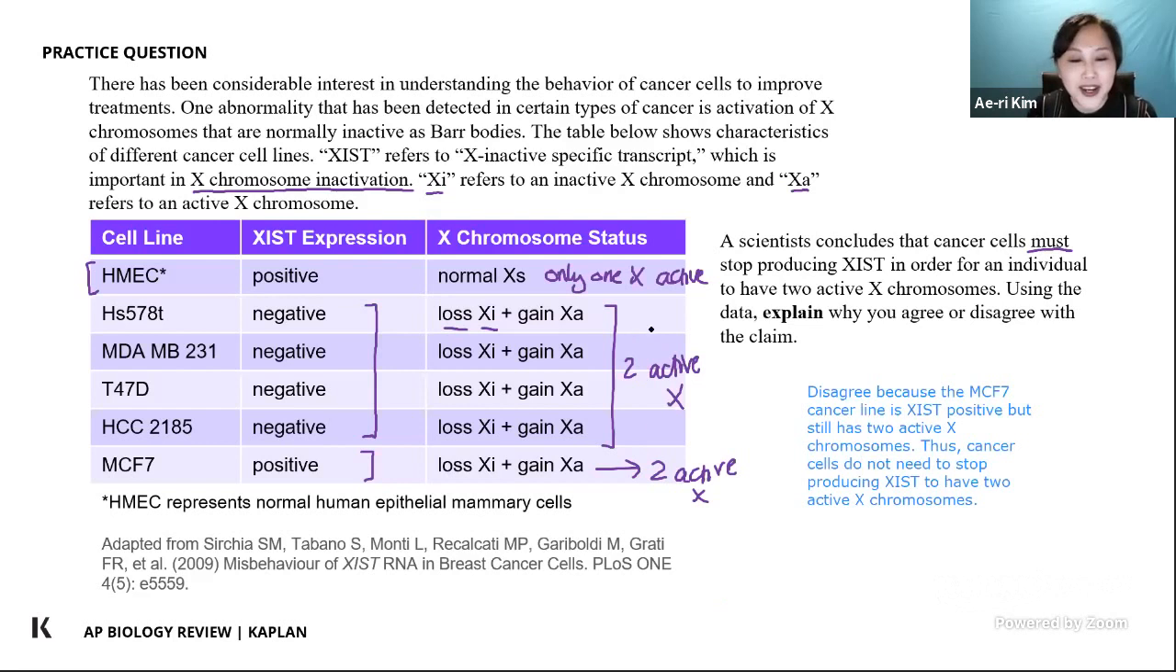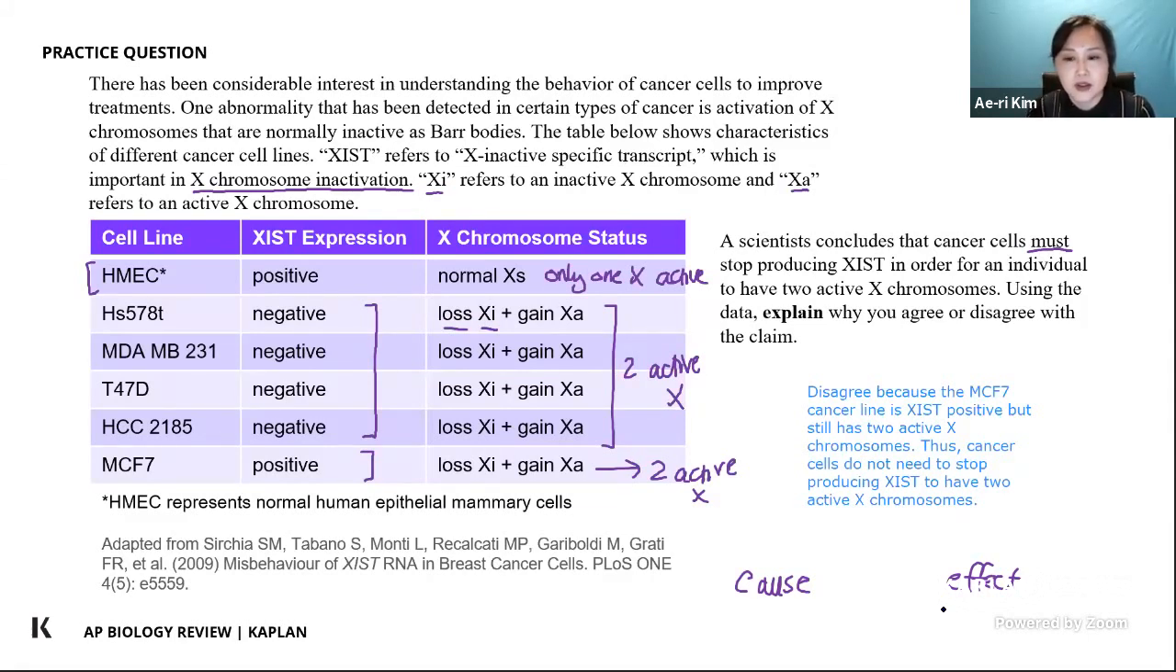Oh, this is a good point. So what is the cause that the scientist is predicting or identifying? And then we'll talk about the effect, okay? What is the cause? What is the independent variable that we're looking at in this particular experiment?